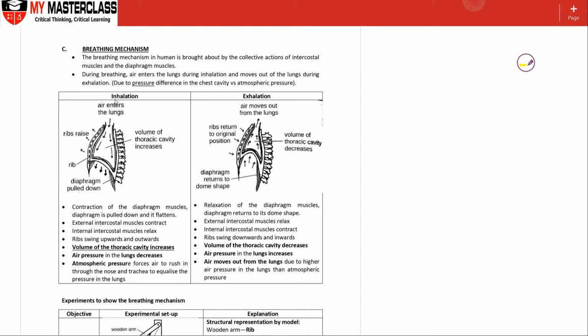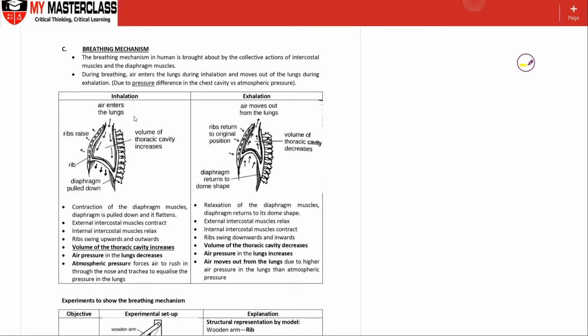So in inhalation, the whole point of inhalation is that you need a pressure difference. The atmospheric pressure outside has to be greater than the pressure in the lungs, and therefore the air will flow into the lungs.